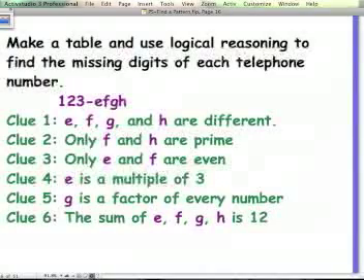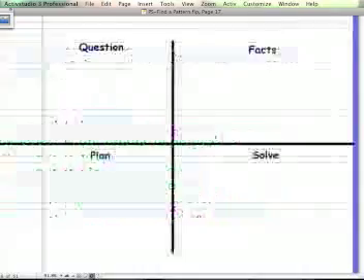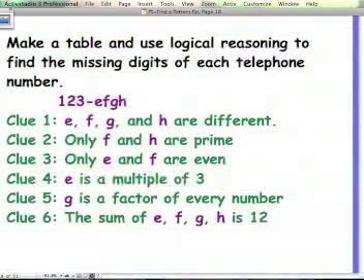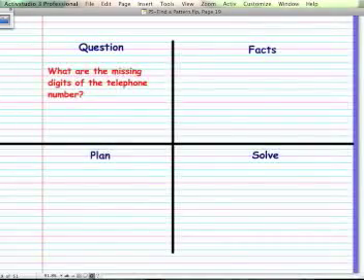The first thing that we're going to have to do is make our problem-solving quadrant. Now let's go ahead and go back to reread it again for the question. Make a table and use logical reasoning to find the missing digits of each telephone number. Now, in this problem, they didn't give us really a question. We have to look at the directions, and we're going to have to use our own words to turn it into the form of a question. What are the missing digits of the telephone number?